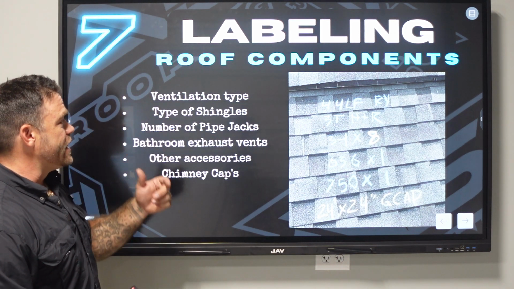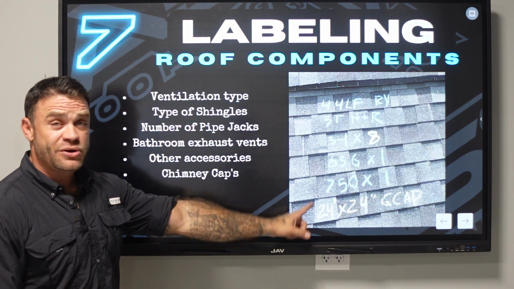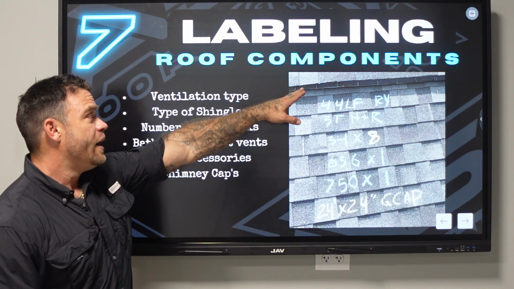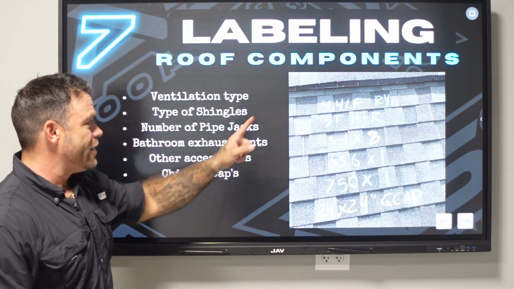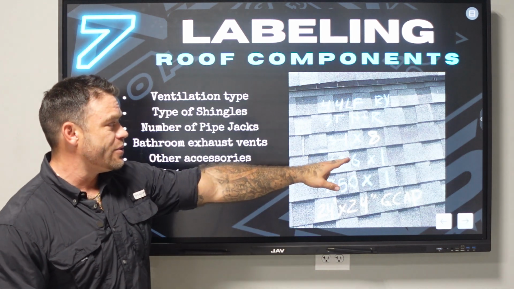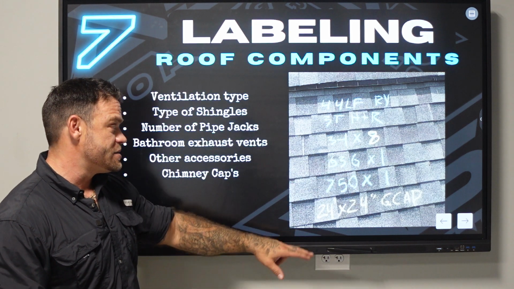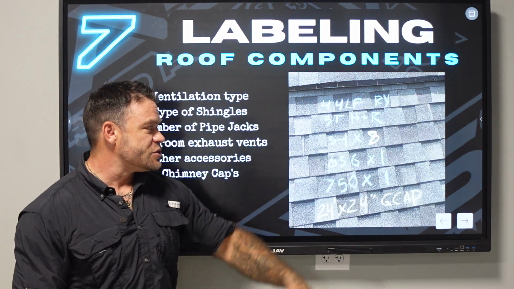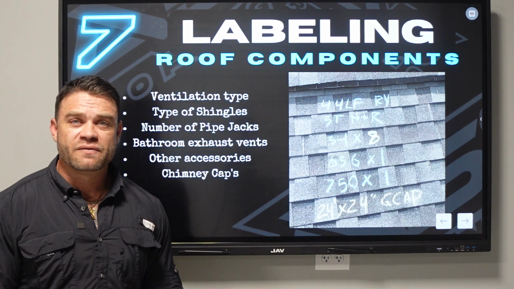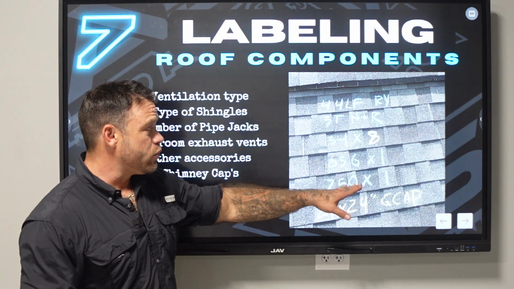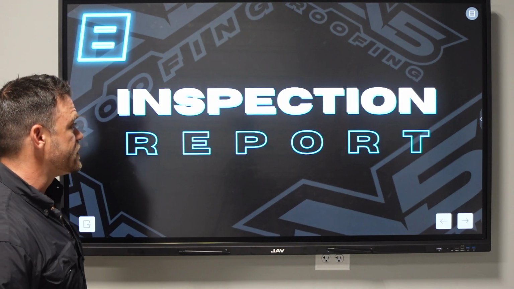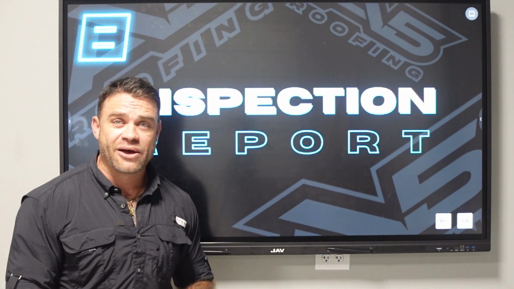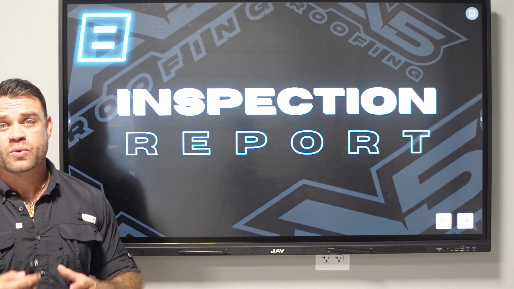We can tell the ventilation type, we can tell the type of shingles from inside of the photo. I can see the ridge vent accessory on the roof. I can tell the number of pipe jacks. I can tell the number of bathroom exhaust fans. I can see the additional style of attic ventilation or what's probably a range hood cover. We can tell that from the roof surface. And then we're ready to come down and fill out our inspection report.